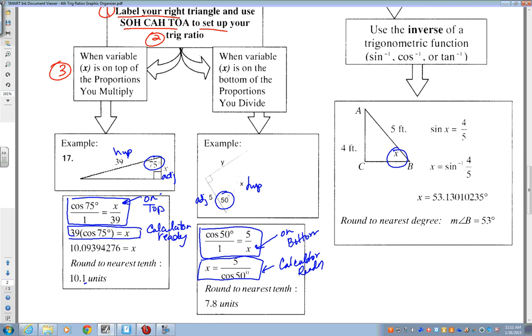So here's x, and here are the only two sides that they give you. What part is 4 to x? That is opposite. You still have to label. What part is 5? Hypotenuse. So opposite over hypotenuse is sine, so sine of x equals 4 over 5. X equals sine inverse of 4 over 5. That's the calculator ready part.